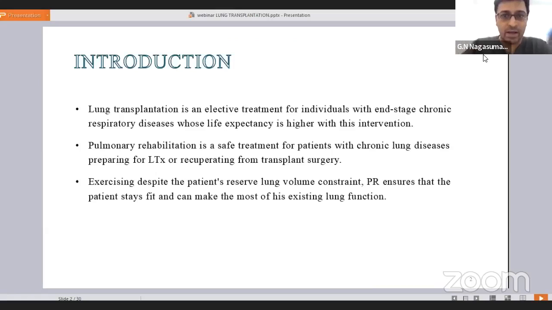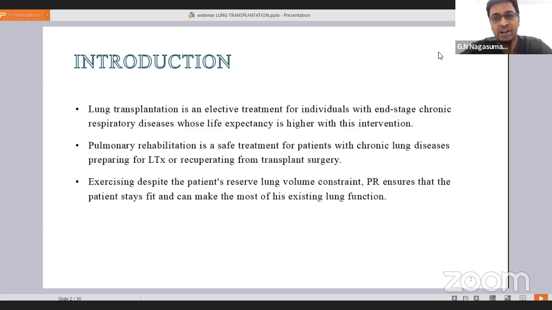I'm Sumant, Chief Physiotherapist, Yashoda Hospitals. About lung transplant, we'll be seeing our cases in our hospital. We'll be doing rehabilitation as well as post-op rehabilitation. Lung transplantation is an elective treatment for individuals with end-stage chronic respiratory diseases, whose life expectancy is higher with this intervention.